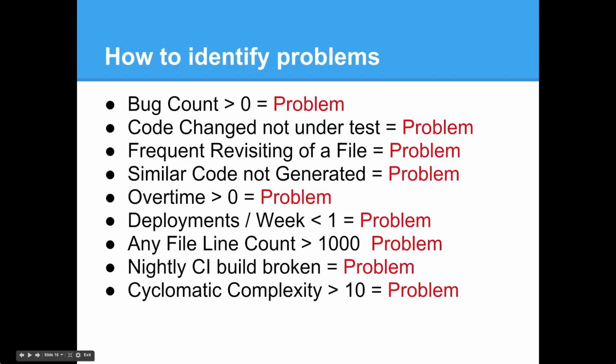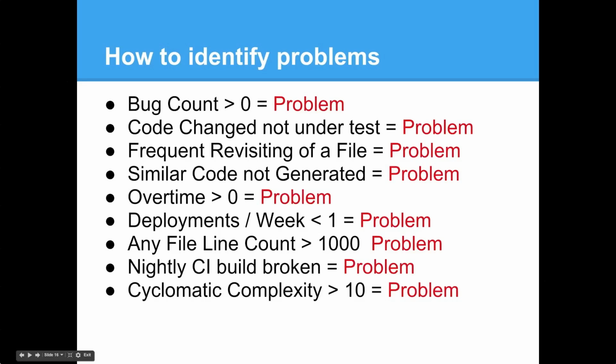Of course, bug count greater than 0 is a problem. So we don't want our bug count to be greater than 0, and we avoid it. Code changes while not under test is a problem. This can be calculated via a continuous integration server or through the source control system. Frequent revisiting of a file we discussed, and that is also a problem. Similar code not generated is a problem, and that can be calculated through your source control repositories.